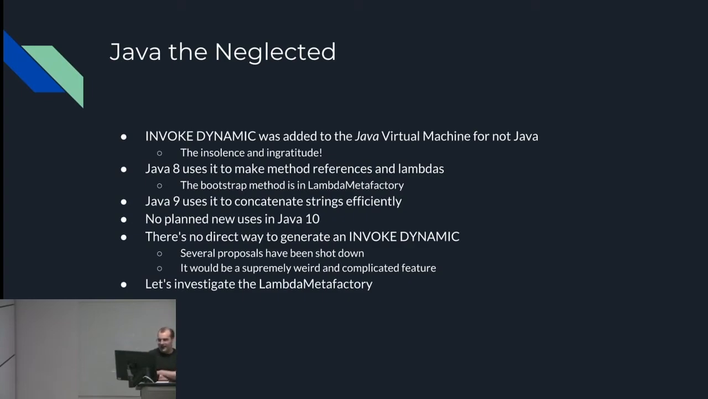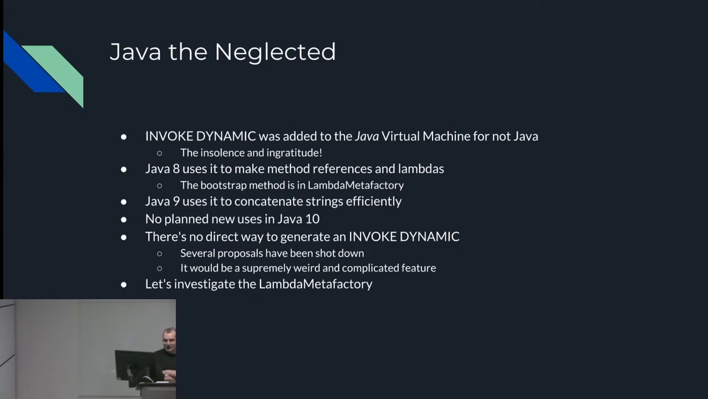So INVOKE Dynamic was added to the Java virtual machine not for Java. It was added for supporting non-Java languages on the JVM. That means it came in Java 7, and Java 7 didn't use it at all. Java 8 uses it to make lambdas. When you do lambdas and method references, those actually generate INVOKE Dynamic instructions. It does that through the LambdaMetafactory, which I'll go into a little more detail on in a moment. Java 9 uses it to build better string concatenators. If that's not a sad enough use, there's going to be no new uses in Java 10.